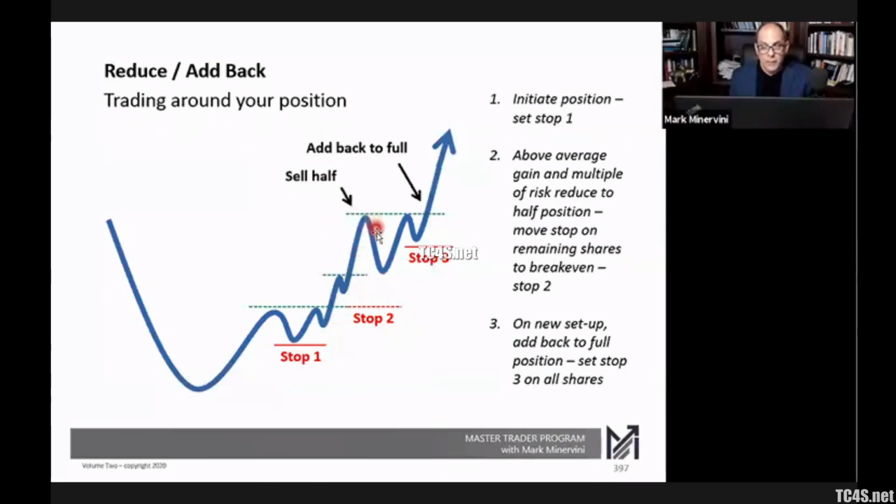And now if the stock rebuilds the base and sets a new pivot, I'm adding back as it moves out of that base. And then very often what I'll do is move the stop up on the entire position. So now what I've done is put a stop that's protecting me from a big loss on the second half, but I've also turned that stop into a backstop, backstopping my profit on my original position. So very, very simple concept.